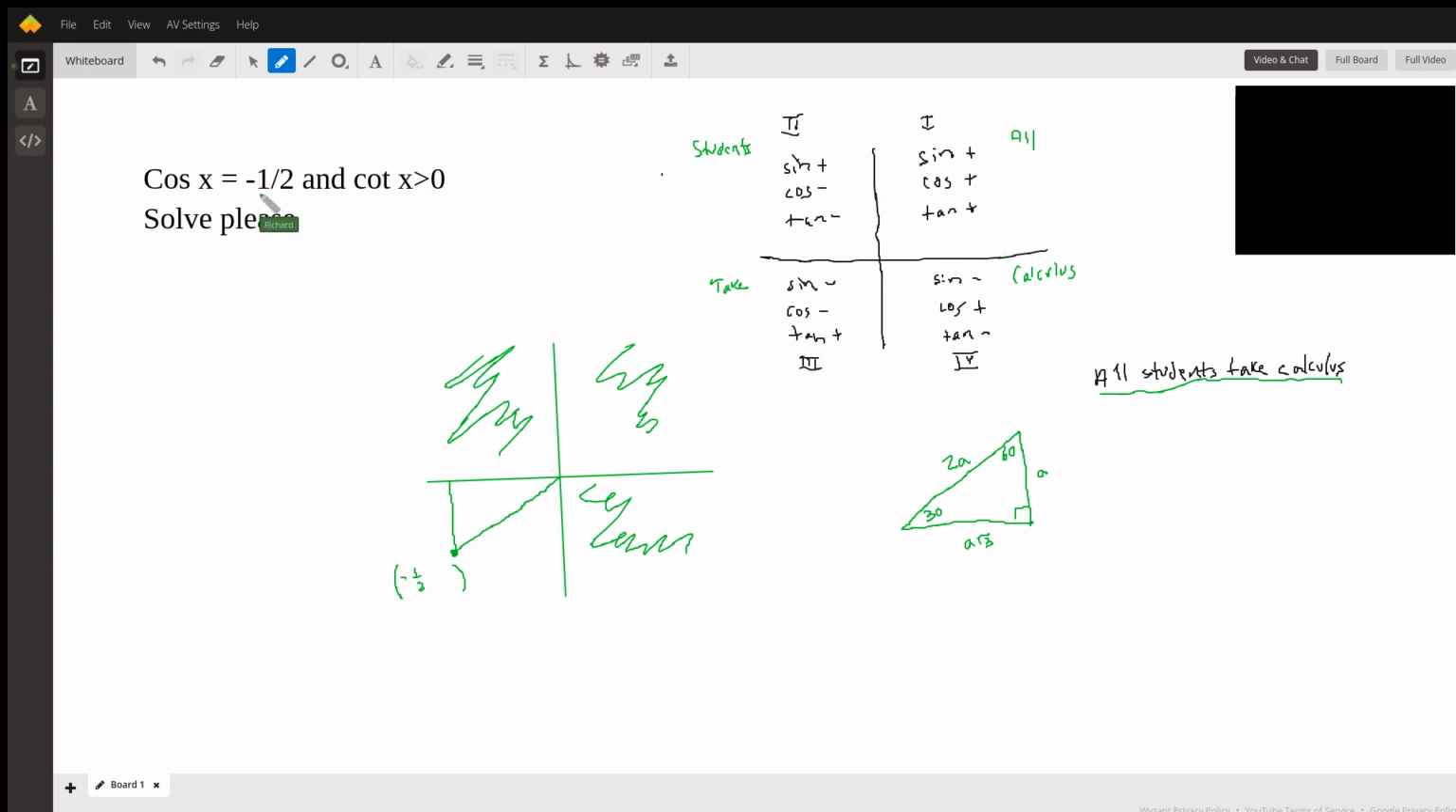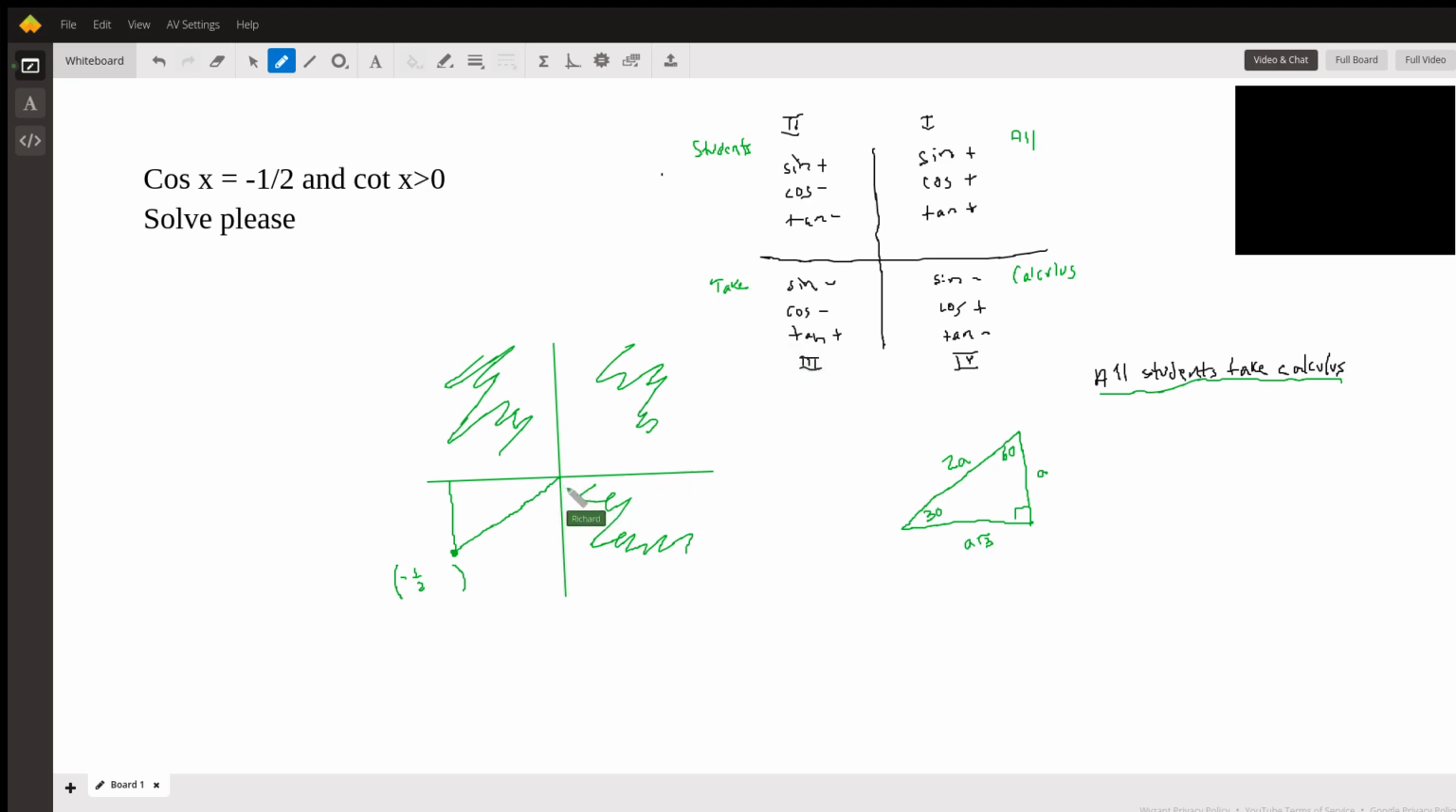So if we look at the cosine being negative, well, you can see -1/2 is going to be negative here and here. And the tangent is positive here and here. So the only place where both things are true, the cosine is negative and the tangent is positive, is going to be in the third quadrant.